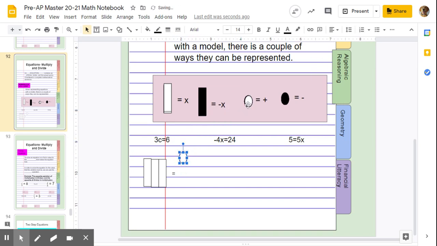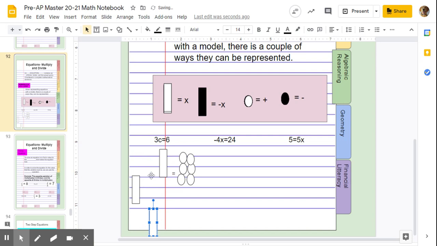So 1, 2, 3, 4, 5, and 6. Okay. So now when you solve this, you can spread these out and you can make 3 separate groups.